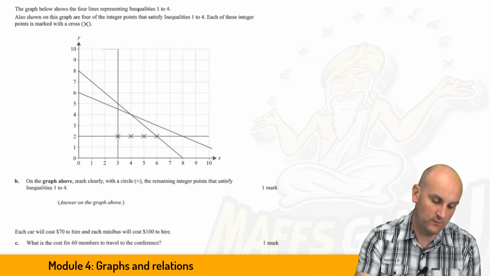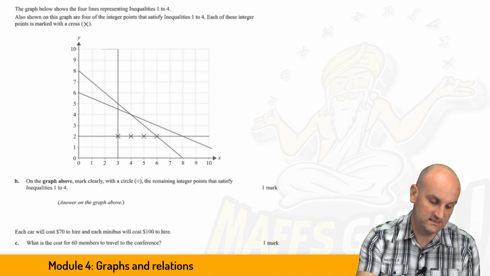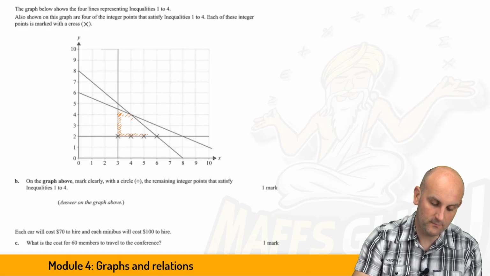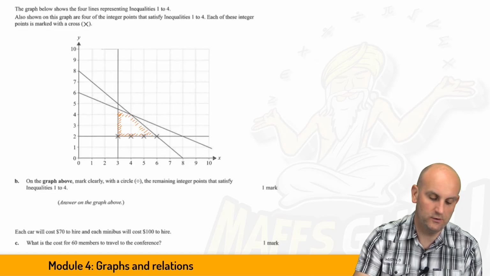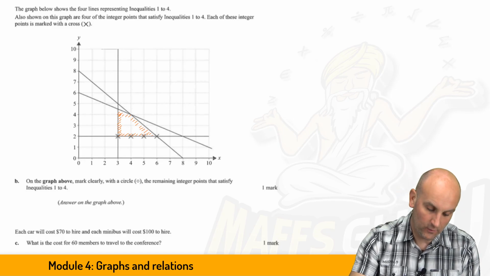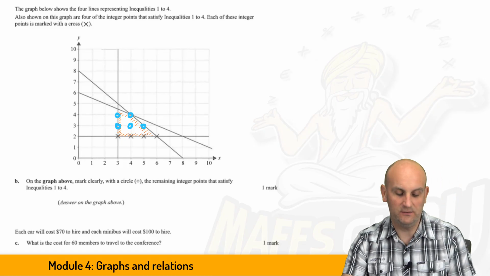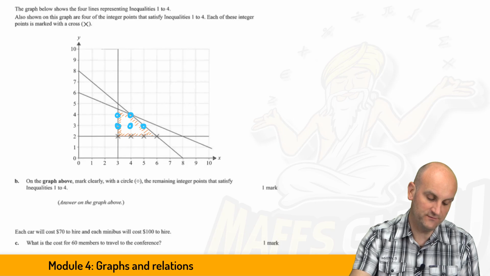Now, what I did was I went back to my inequalities, and I tend to shade these to make sure I know what I'm doing. So I shaded here, I shaded here, I shaded here, and I shaded here. So I knew that my points had to fall within there somewhere, and so all of my points were then circles where actually there were specific integer values. And so there are my integer values.